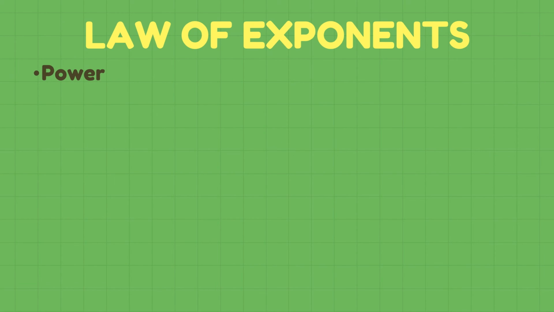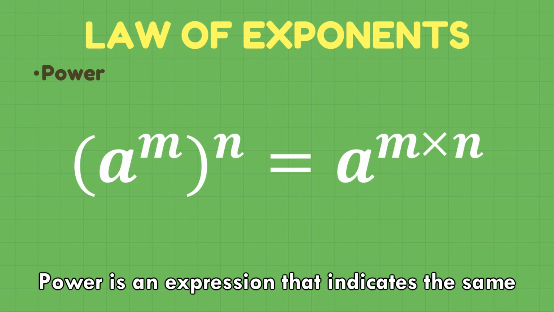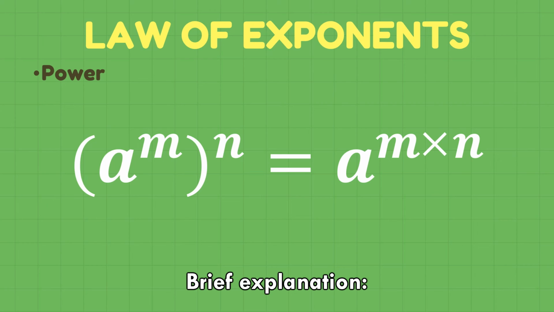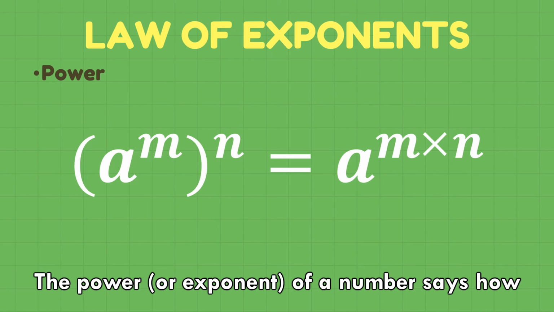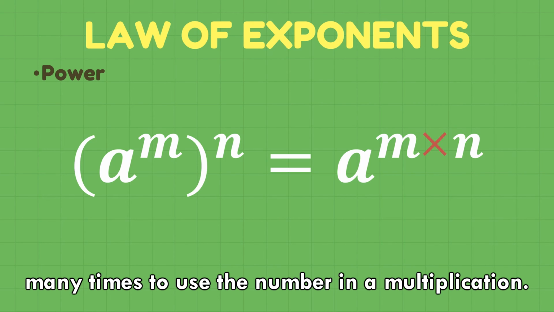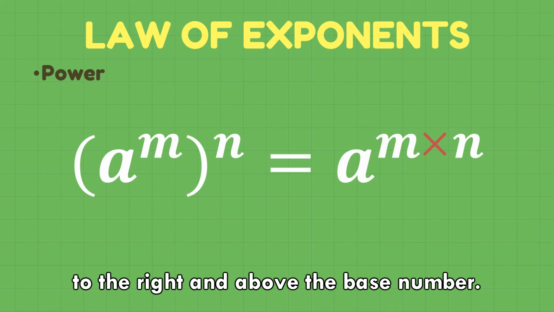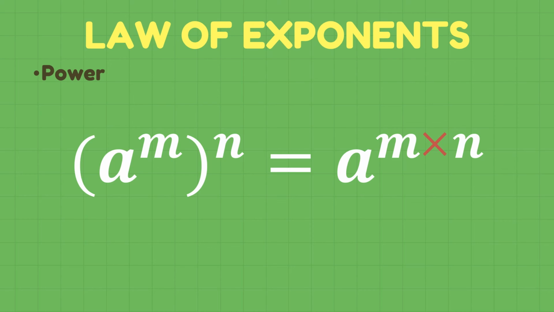Power. Power is an expression that indicates the same factor being repeated several times. Brief explanation. The power or exponent of a number says how many times to use the number in a multiplication. It is written as a small number to the right and above the base number.